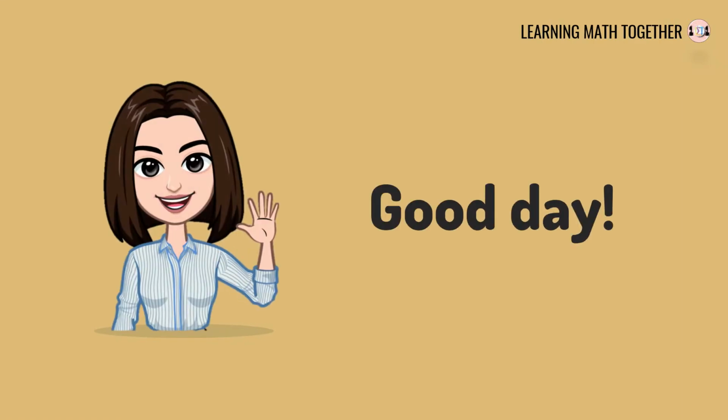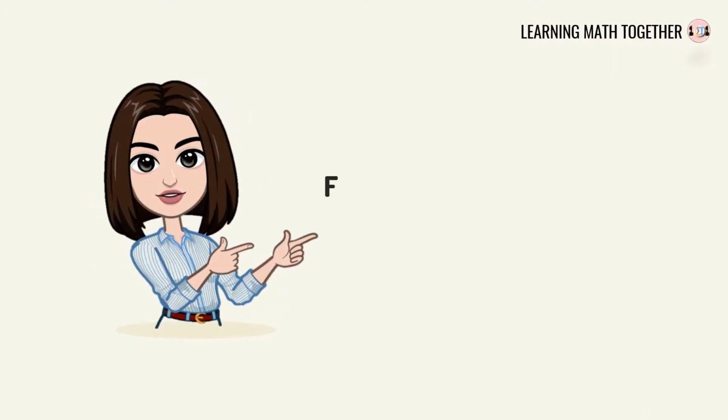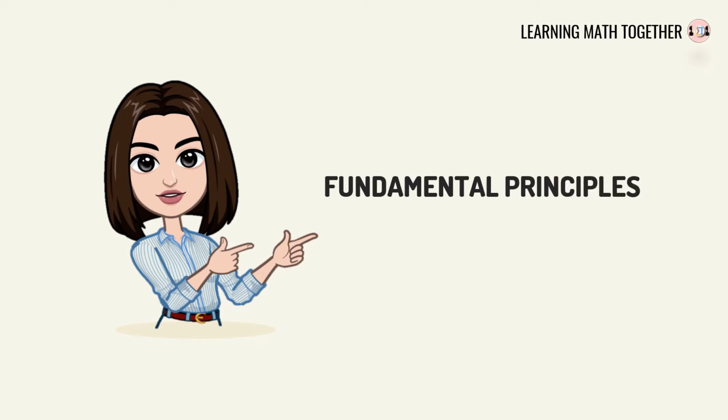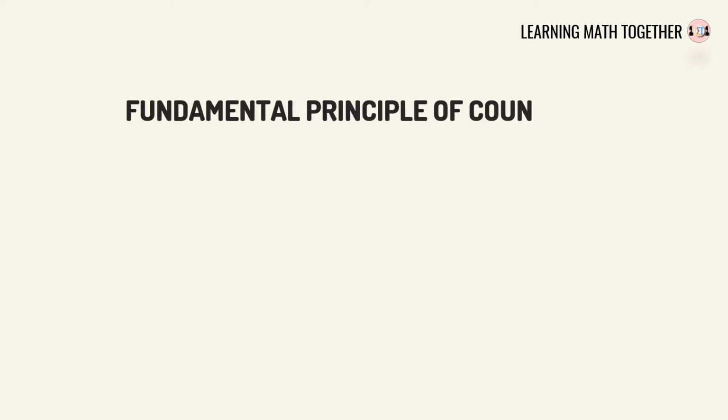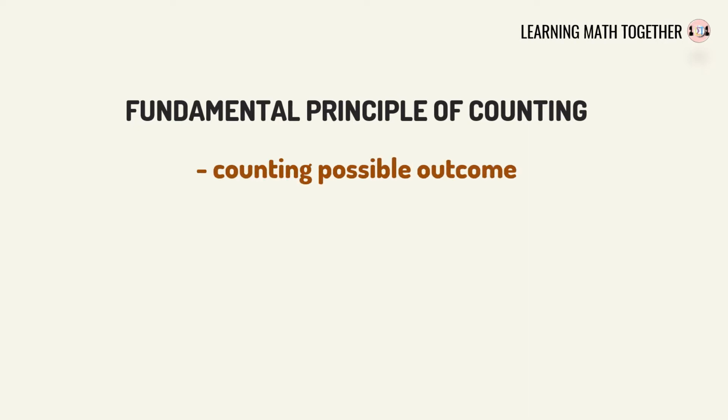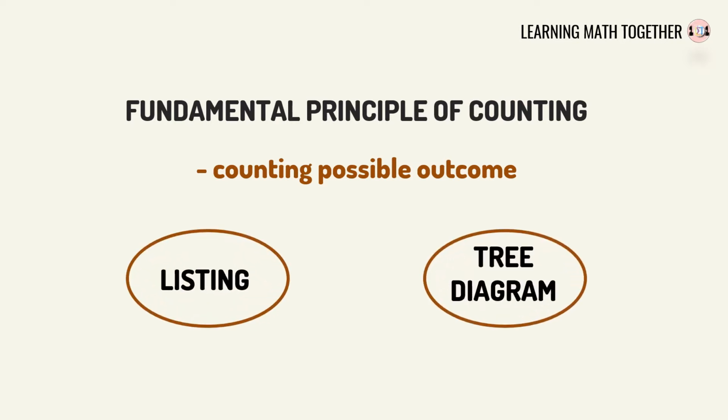Everyone, in this video, we will discuss the fundamental principles of counting. The fundamental principle of counting is a technique in counting the number of possible outcomes. There are two methods that you can use in order for you to count all the possible outcomes. We have the listing method and a tree diagram. Now let's use these two methods in our examples.